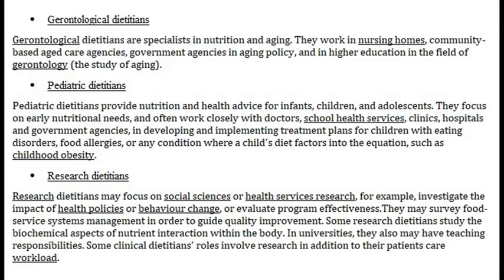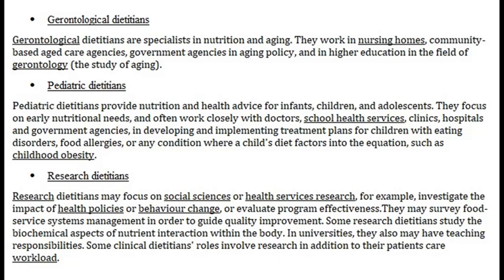gerontological dietitians. Gerontological dietitians are specialists in nutrition and aging. They work in nursing homes, community-based aged care agencies, government agencies in aging policy, and higher education in the field of gerontology, the study of aging. Yeah, you can see some private companies have these gerontological dietitians and all.